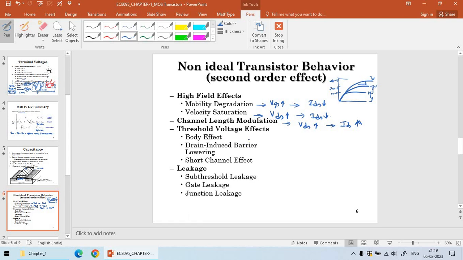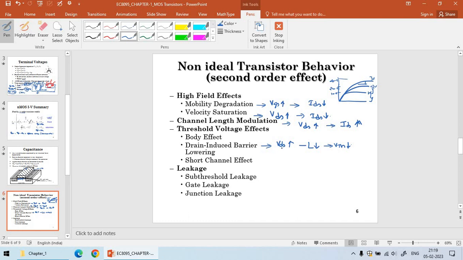And the second one is drain induced barrier lowering. When you increase the VDS, the channel length is going to decrease. Because of the decrease in channel length, VTN has to be decreased. So channel length is directly related to threshold voltage. If the channel length is larger, the threshold voltage has to be large. So it is directly related to the length of the channel, and this is called drain induced barrier lowering.